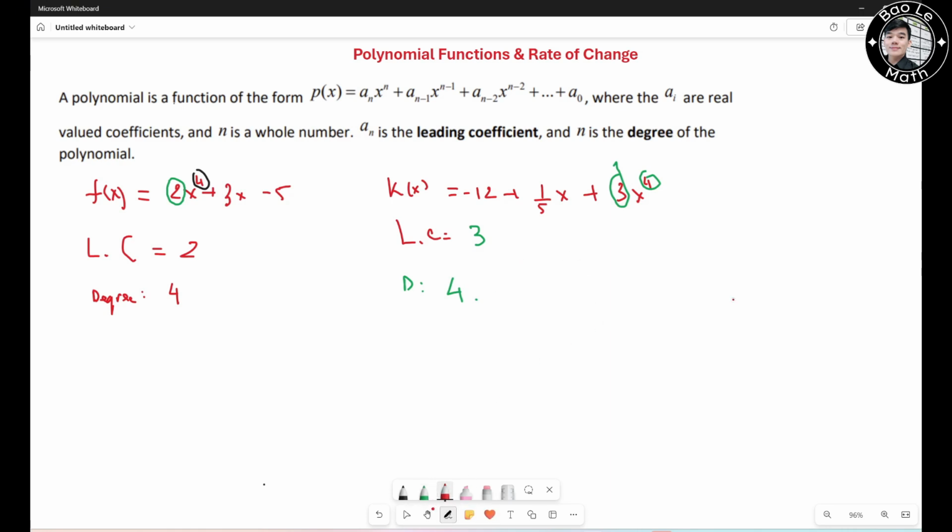Now let's take a look at the next example. For example, if I have g of x is 3, I can rewrite this as 3 times x to the power of 0. Keep that in mind, x to the 0 is equal to 1. So basically I write 3 as 3 times 1, but I replace 1 with x to the 0. So that's why I get this. Alright, so the leading coefficient is 3, and the degree is 0.